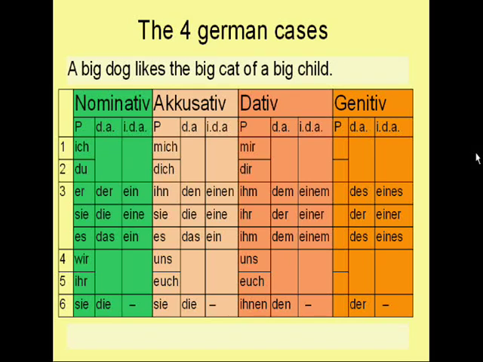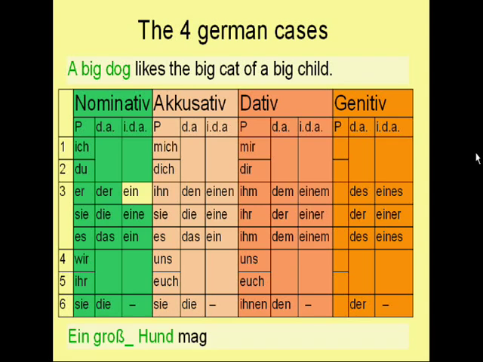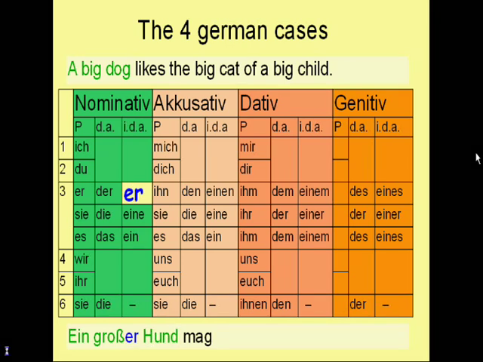Now one last example. A big dog likes the big cat of a big child. Which one is the subject of the sentence? The big dog, therefore he's in the nominative case. And you know he's masculine, so his indefinite article is ein. And the sentence therefore starts like this: Ein Großhund mag. And if you remember the ending, it was er. So the sentence starts like this: Ein großer Hund mag.